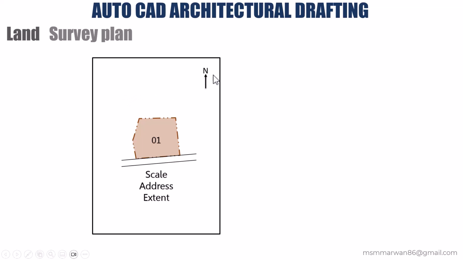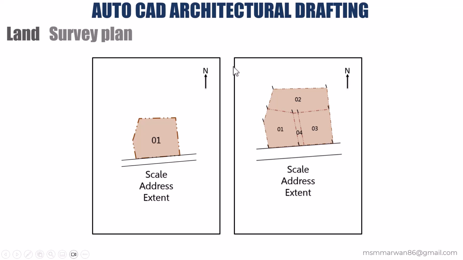And also we can find the north direction so that we can understand how this land is oriented with respect to the north direction. Another thing is, in this land survey plan, we can find only one land, which is called the plot number. So we have plot number 1 only. But in certain instances you can find a land survey plan which is already divided into multiple lots. We can find lot number 1, lot number 2, lot number 3. And also here you can find there's a small path to reach lot number 2. So that is also marked as lot number 4.